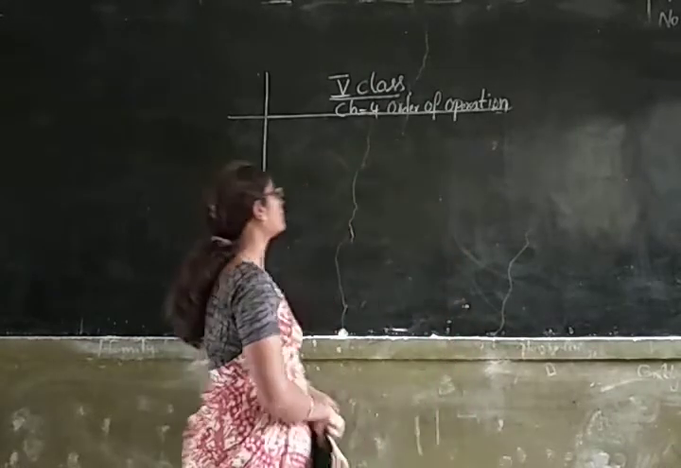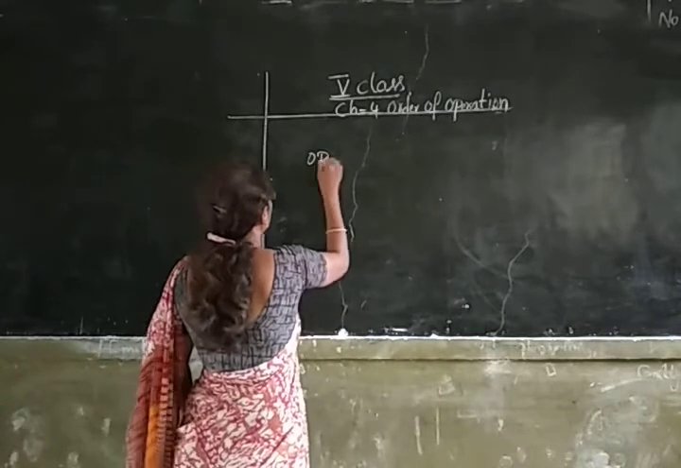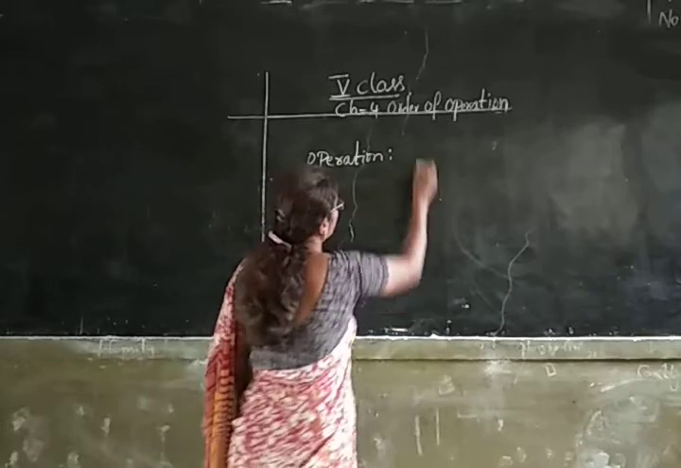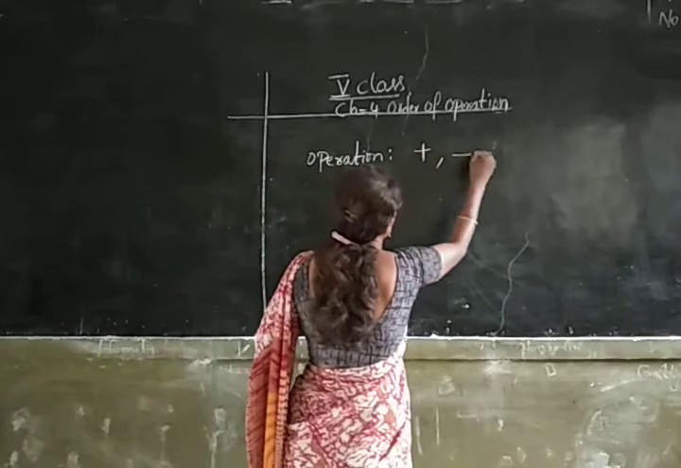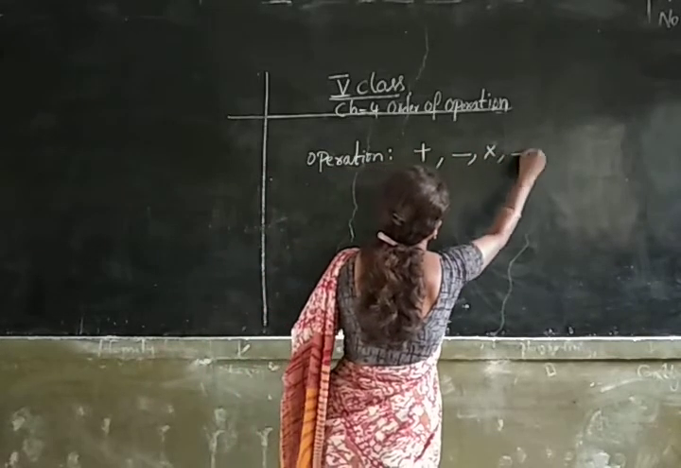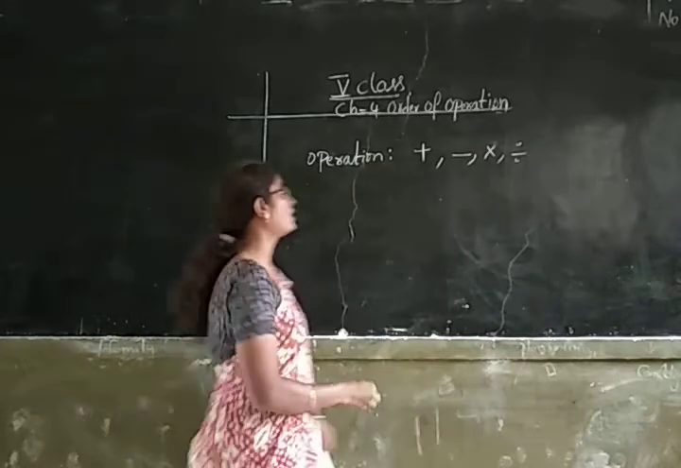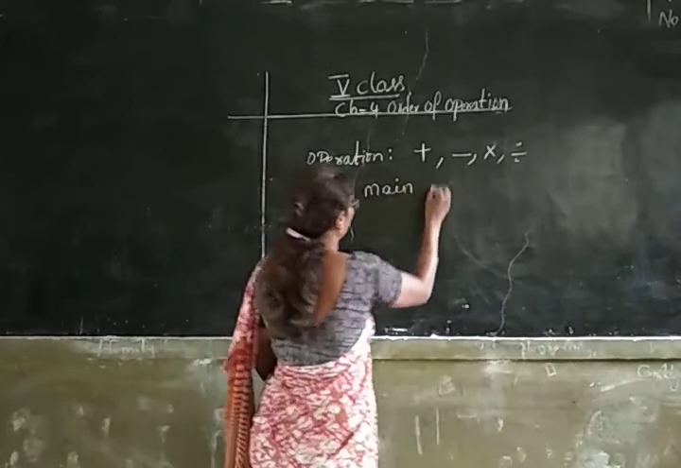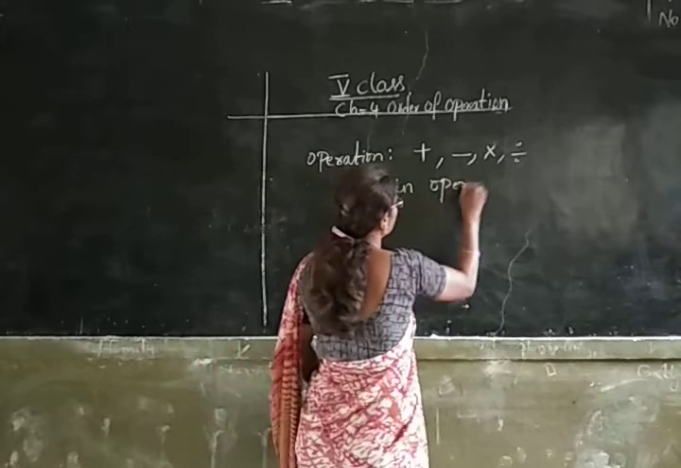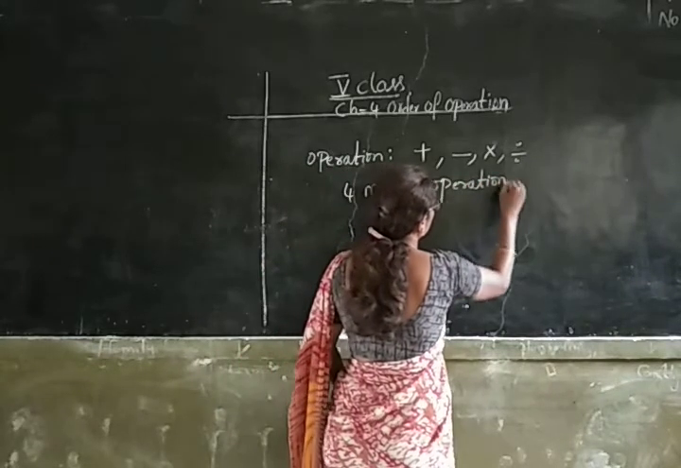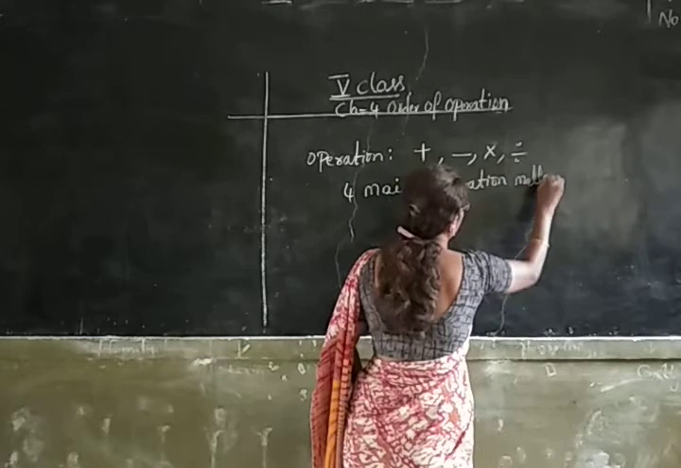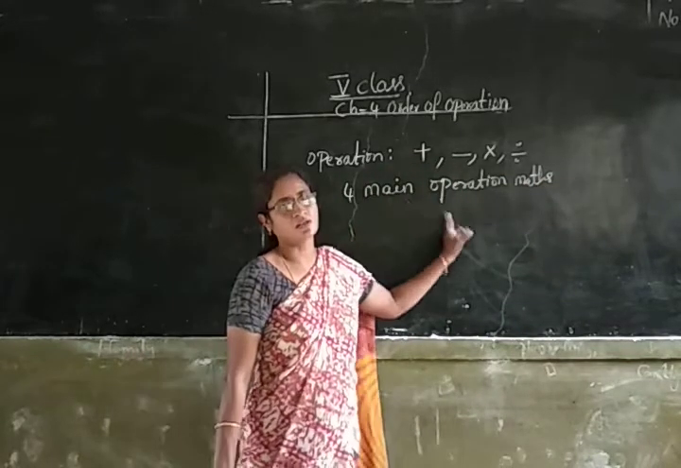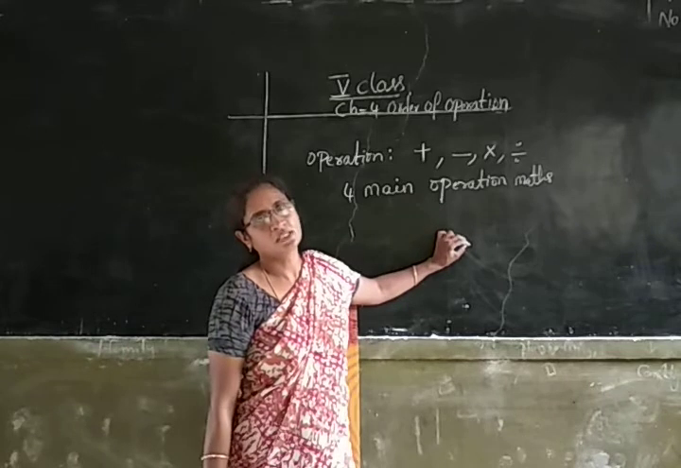What are the four main operations in maths? Addition, subtraction, multiplication and division. These are the four main operations in maths.